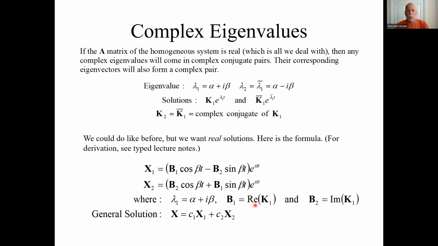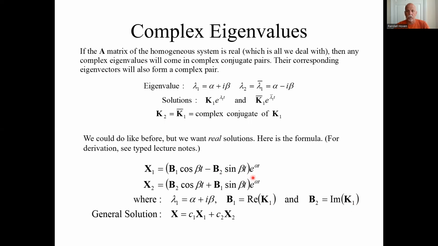B1 is the real part of the K1 eigenvector. B2 is the imaginary part of the K1 eigenvector. We don't even need lambda 2 or K2, okay? Everything is based on alpha, beta, and the K. So B1 is a little vector, get it from K1. B2 is a vector, we get it from K1.